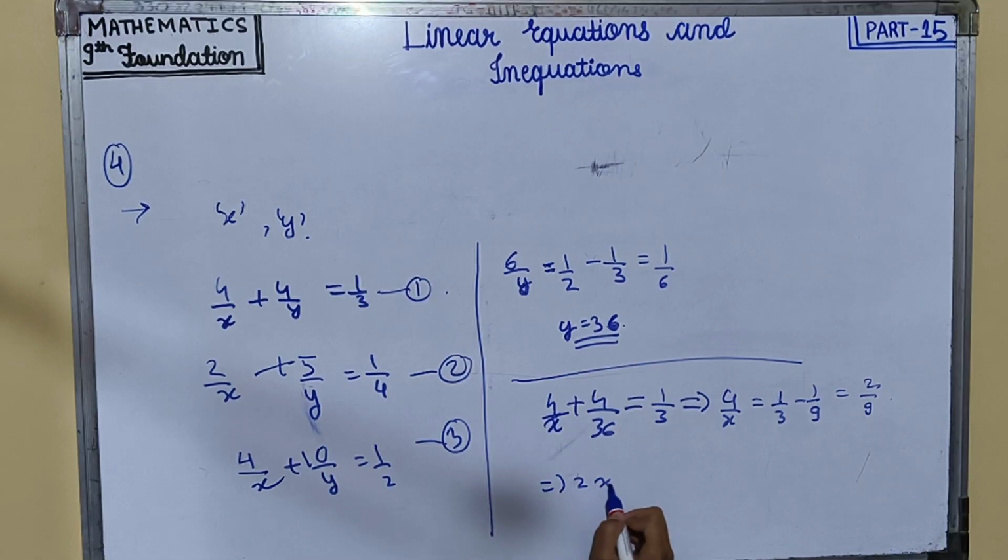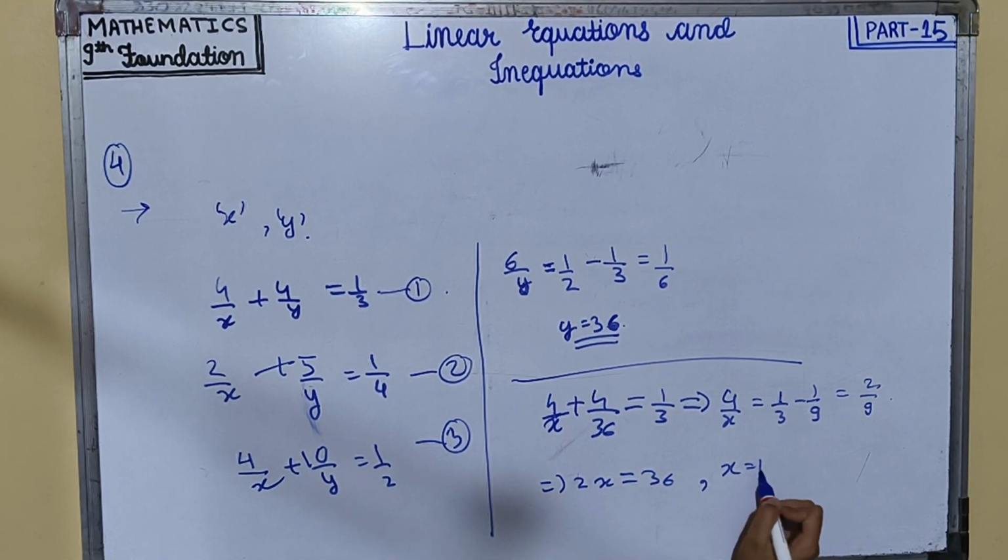So 2x would be equal to 36. And from here x would be equal to 18 days. Now it takes 18 days for one man to do it. We found. I hope you have understood this.